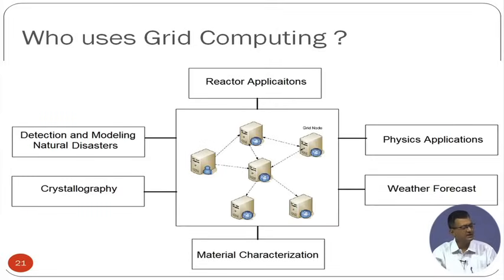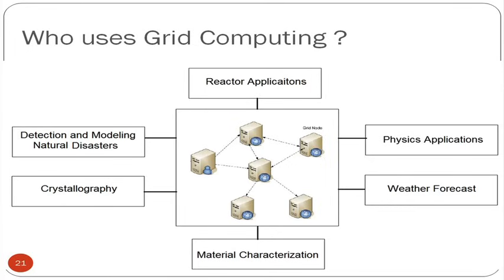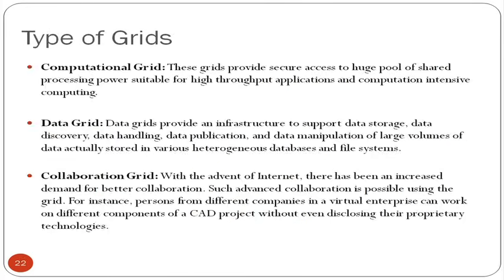So, who uses grid? There can be physics applications, weather applications, material science, reactor applications and so forth. Very few of them are listed, but you can see that all paradigms of research, or all paradigms of different scientific activities, are there where one may need grid. There are different types of grids, but we will not go into too much nitty-gritty.